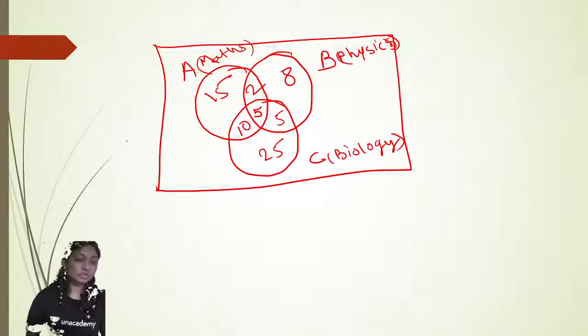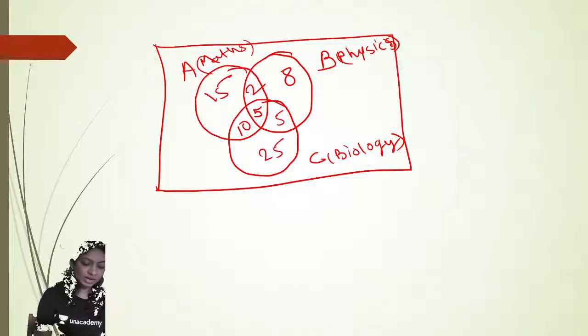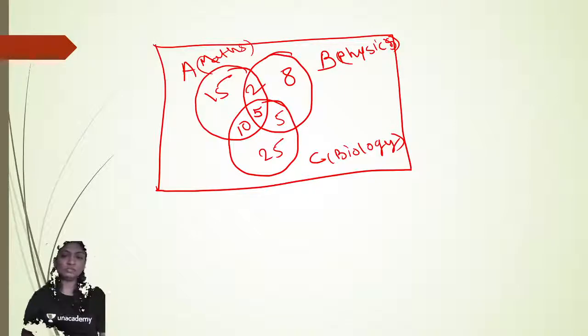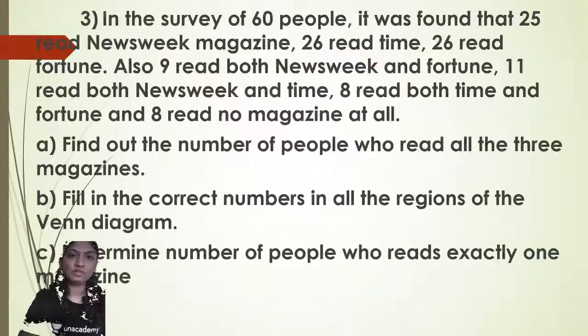There are 48 students who study exactly one subject. And there are 5 students who study all the 3 subjects. Clear? I hope you are getting it clear with the help of Venn diagram. Okay, now we'll move forward to the next question.